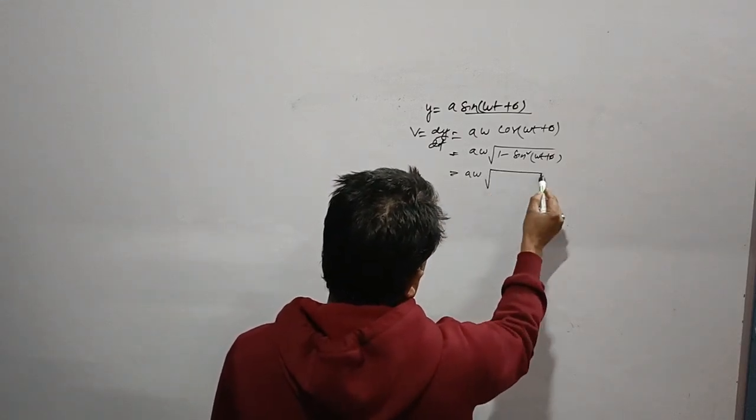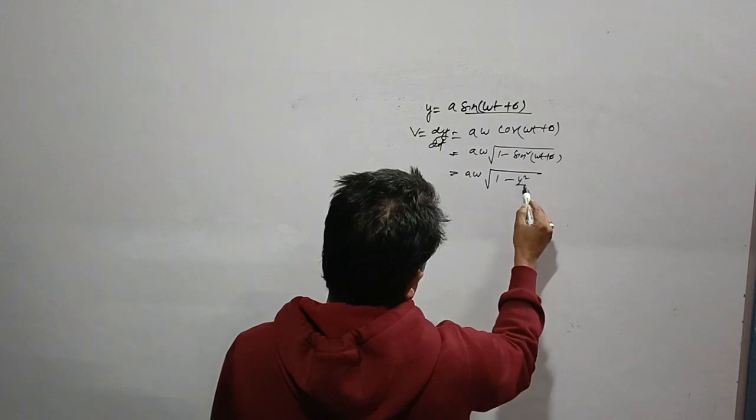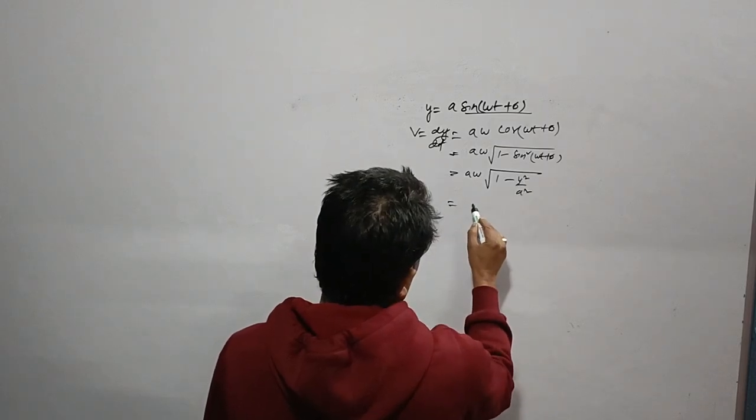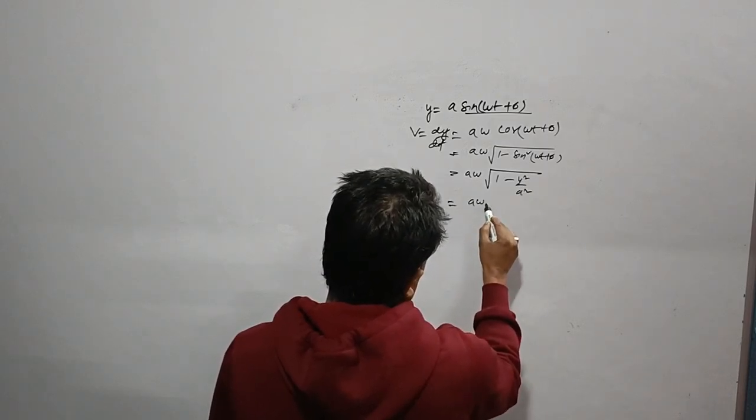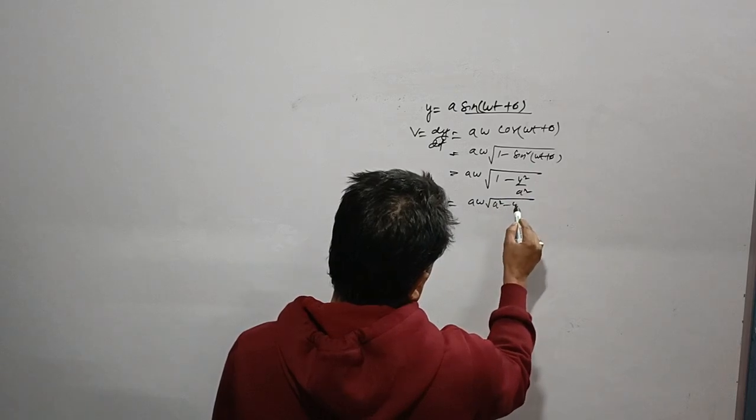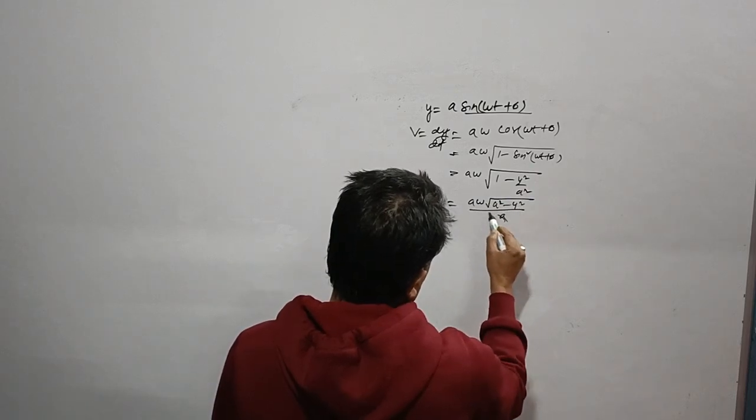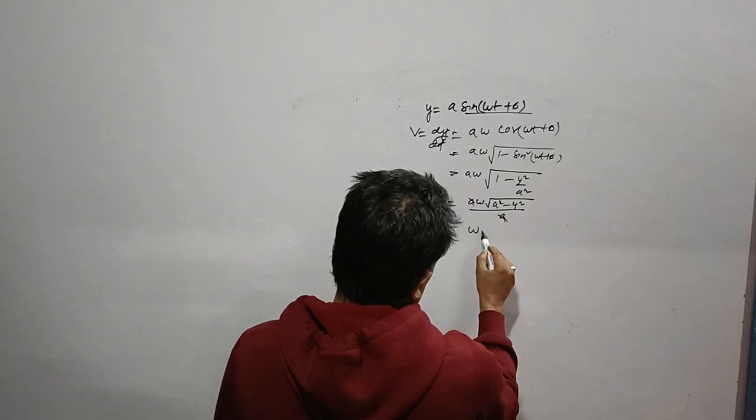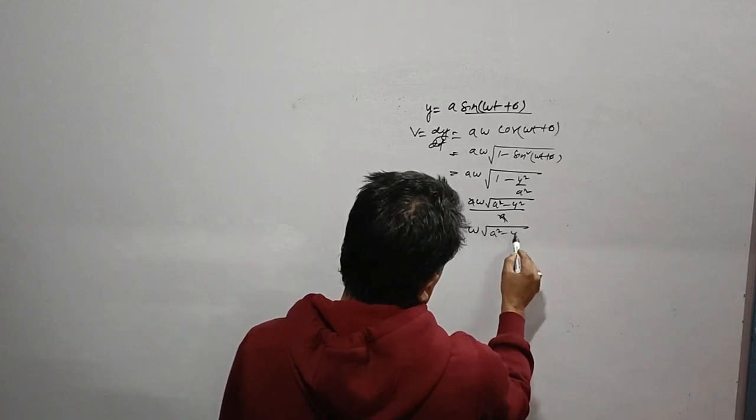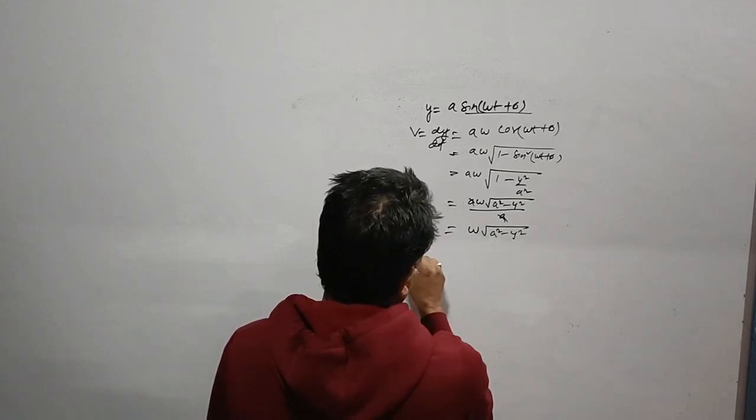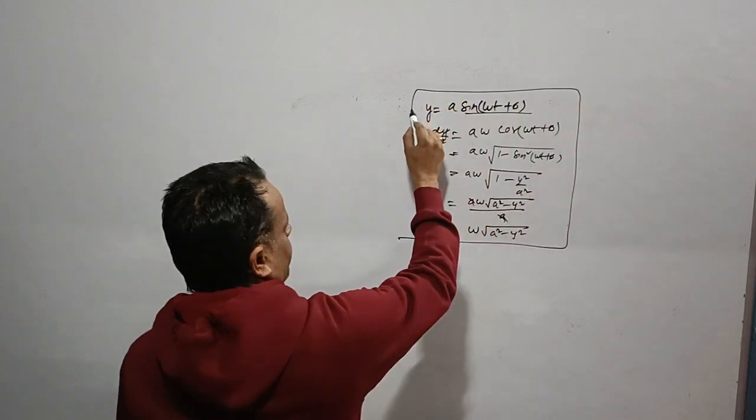That will be equivalent to a omega root of 1 minus y square upon a square. This is a omega into root of a square minus y square upon a. This a is getting cancelled out. What are we left with? Omega root of a square minus y square. This is the velocity of a SHM.